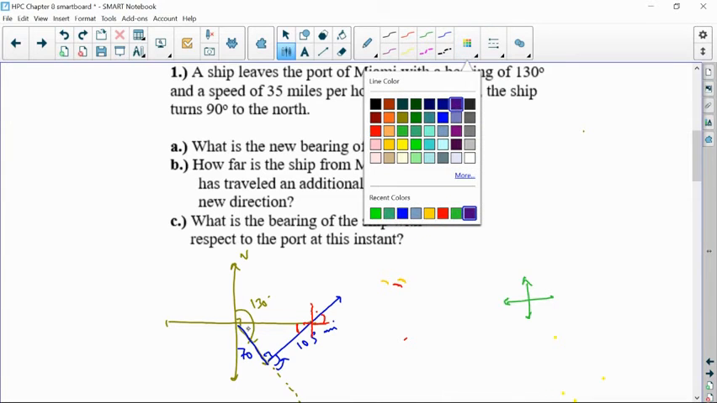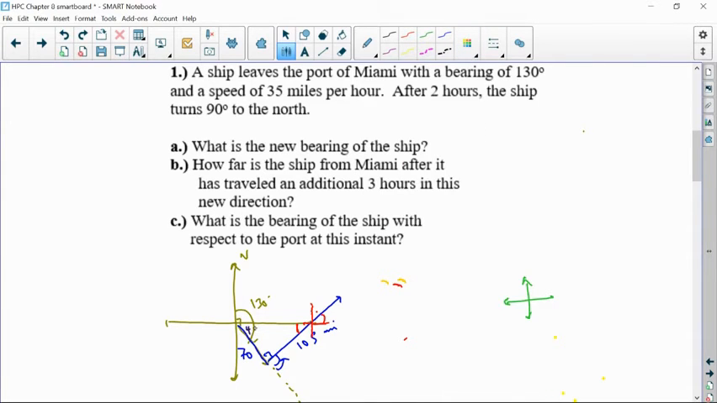So I know that this is 40 degrees here because I initially knew it was 130, and that's a right angle. This is a right angle here. So if that's 40 and that's a right angle, then that is 50. And if I go across here for this to be 50, that means this right here is 40. So that's my new bearing, because that 40 degrees is what I'm comparing to due north. So that is the bearing of the ship with respect to due north.